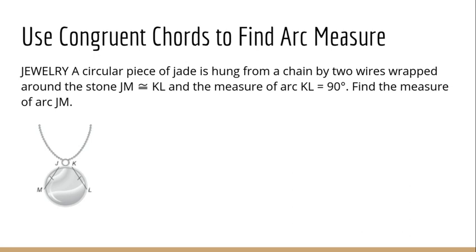So we have a circular piece of jade hung from a chain by two wires wrapped around the stone. JM is congruent to KL. Those are two chords. And the measure of arc KL is 90 degrees. We need to find the measure of arc JM.